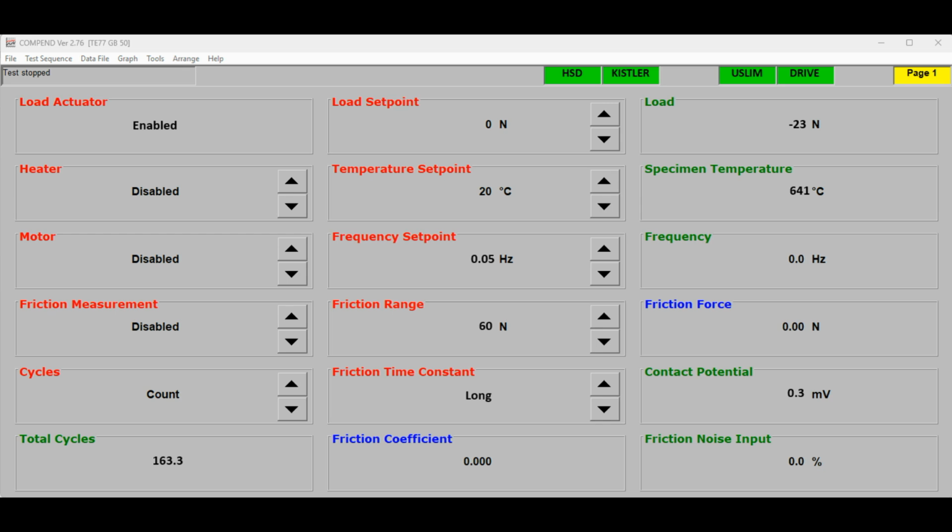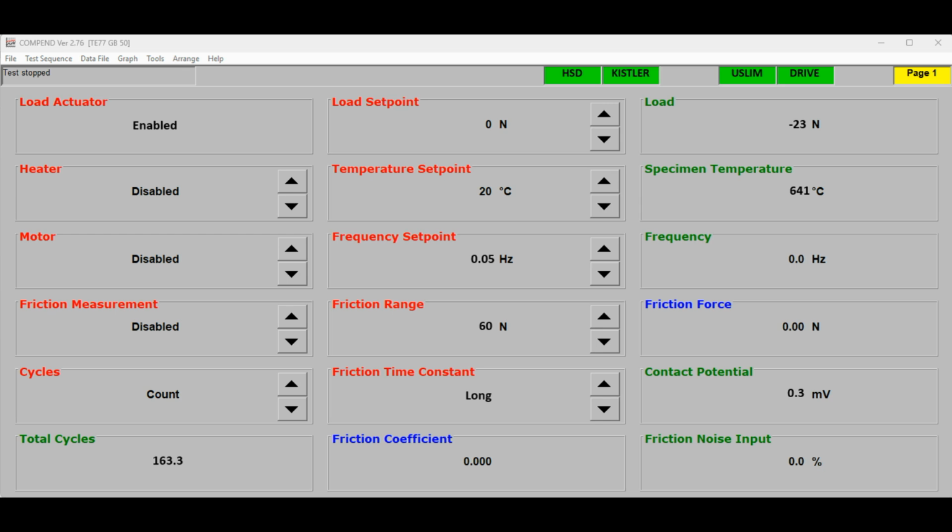Start with the friction force measurement disabled and we select long time constant. This will cause the friction signal to fall to 0, which means that when we look at a real-time friction trace, plus or minus, it'll appear in the right place on our real-time graph. So once we're ready, we enable the friction force measurement, we apply our load.